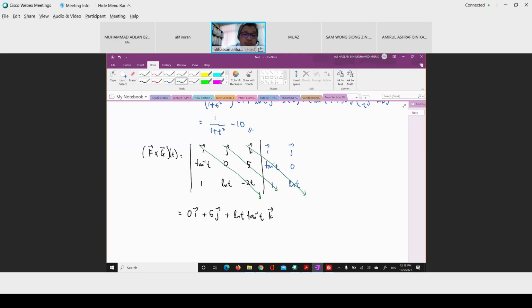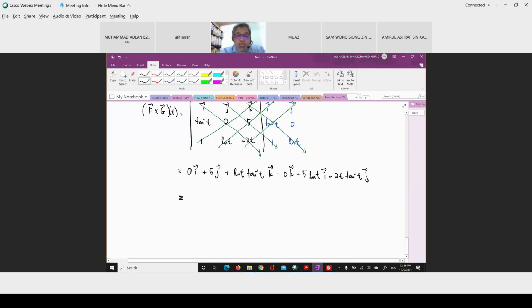Next, we determine this product in the upward direction, which is minus 0k. And then the product of the next three elements, minus 5 ln t i. And lastly, this product here, which is minus 2t, the inverse tangent of t times j.